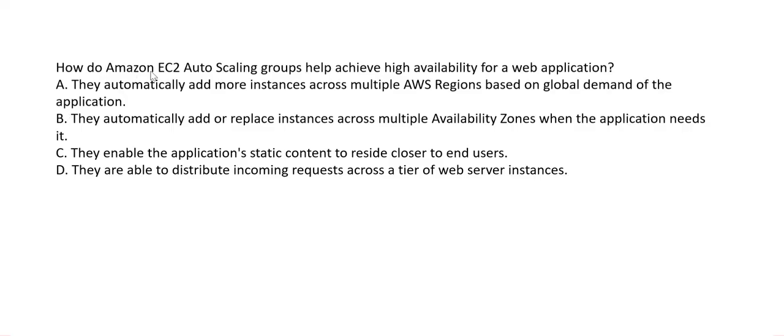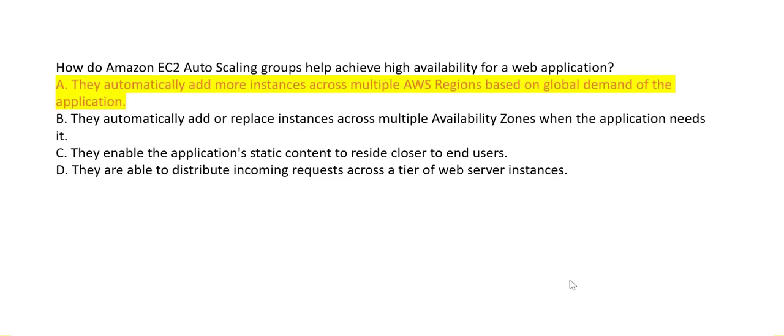How do Amazon EC2 Autoscaling Groups help achieve high availability for a web application? You have a website like Amazon.com. It should be highly available. What it means is there should be no downtime so that customers across the globe can access it. So what is needed? Let's scan the options.